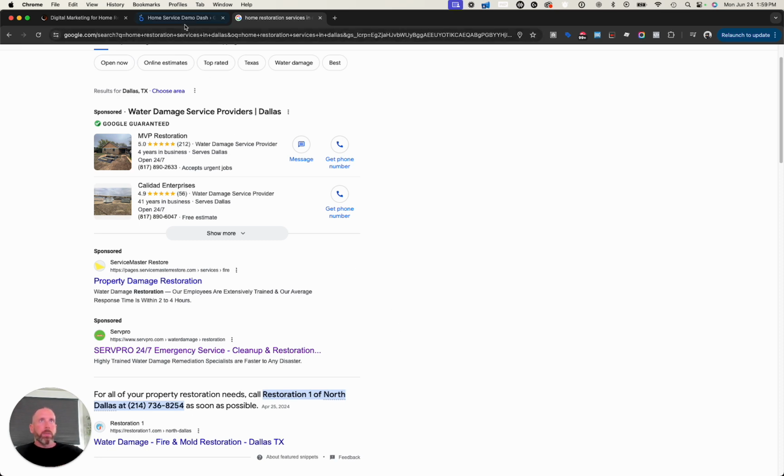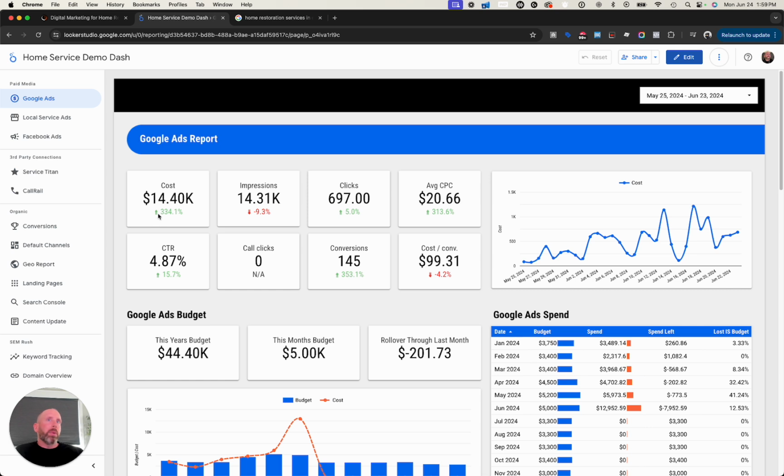When you look at our dashboard, at the top of the page you're going to see the important metrics. How much money did I spend? And at the top, the time frame I spent it within. How many impressions did I get, or how many times did somebody see my ad? How many clicks did I get, which means they actually clicked on the ad and went through to your website. What did it cost me on average per click?